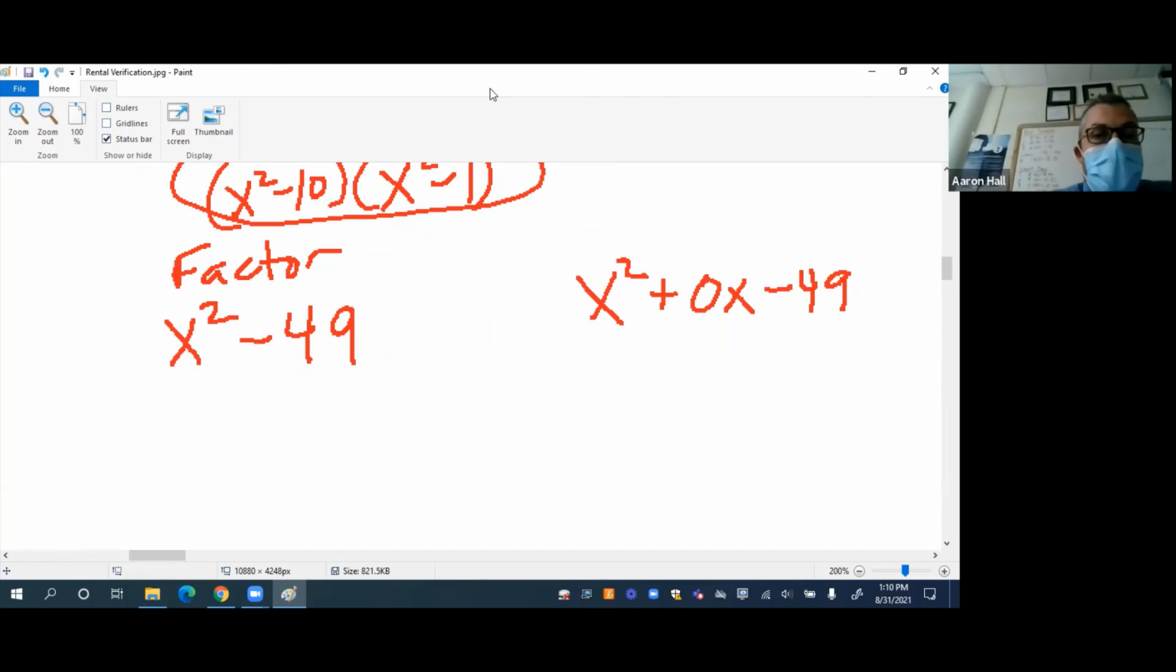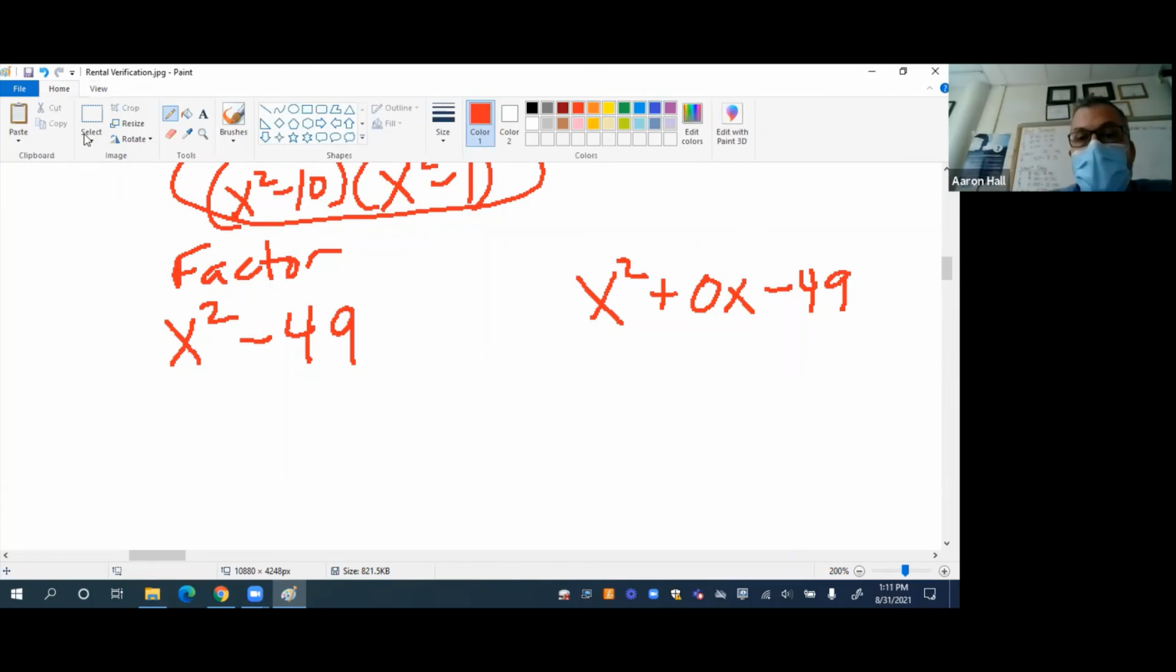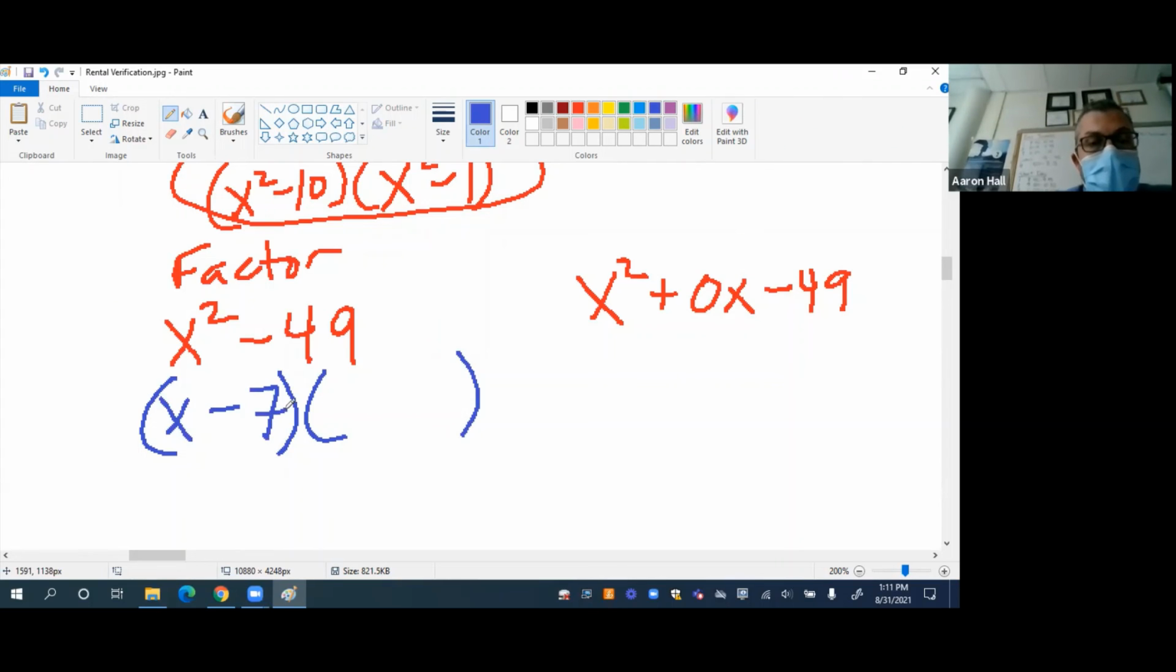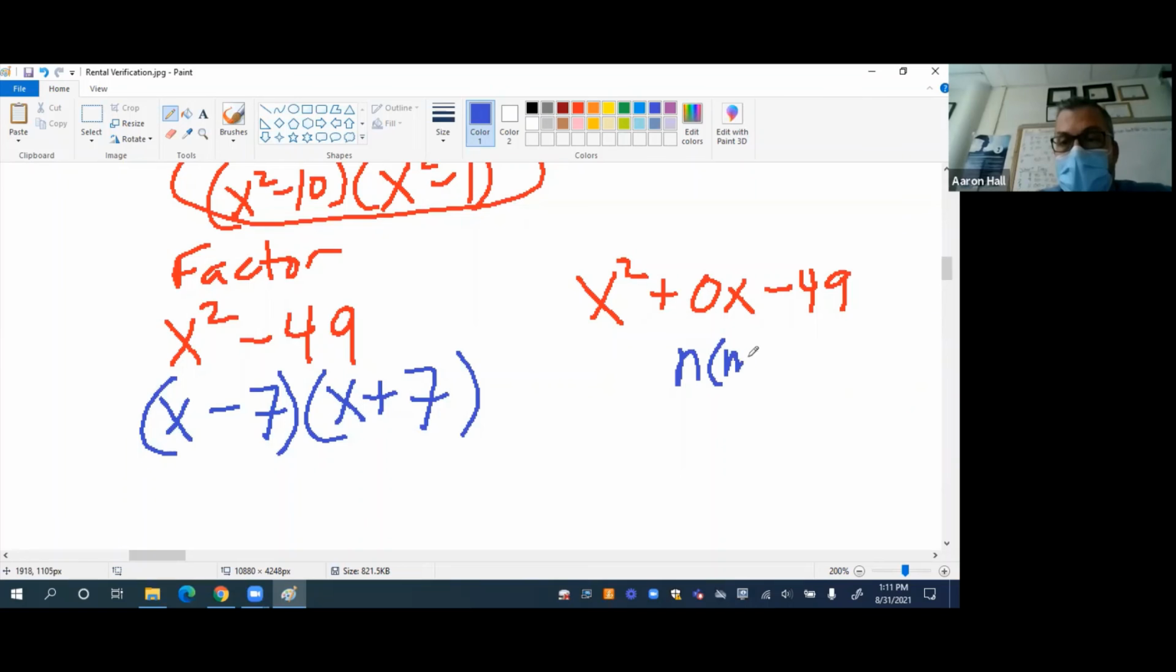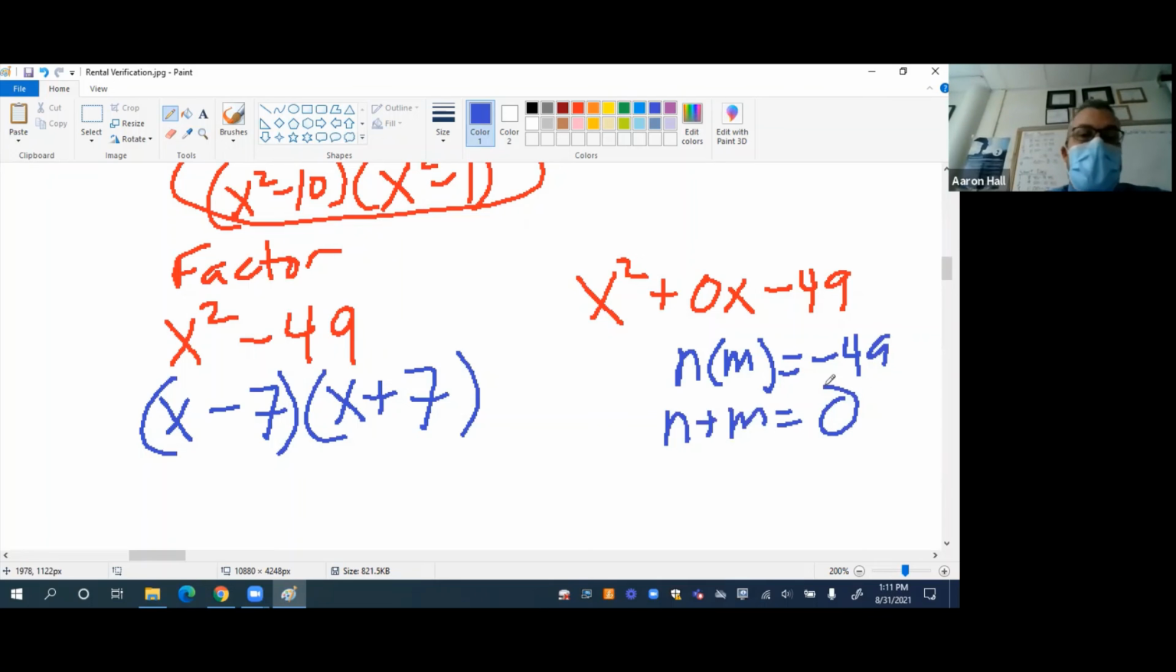Let me change colors. What does this become? Bryn? It becomes x minus 7 and x plus 7. Yep. We're trying to think of something times something that gives us negative 49, but when we add them, we get 0. And that would be something squared minus something else squared.